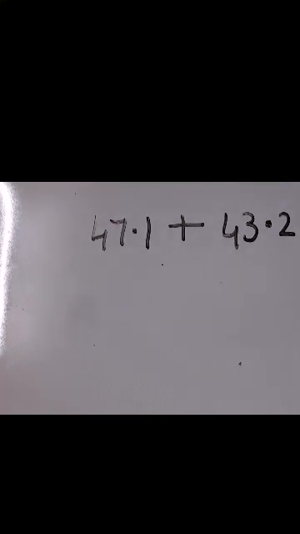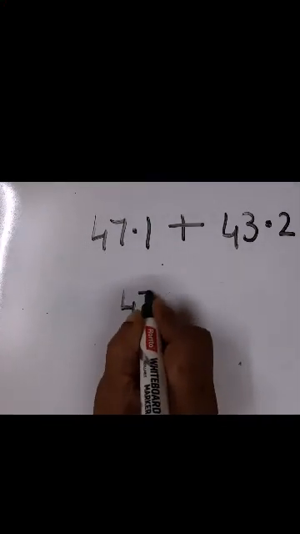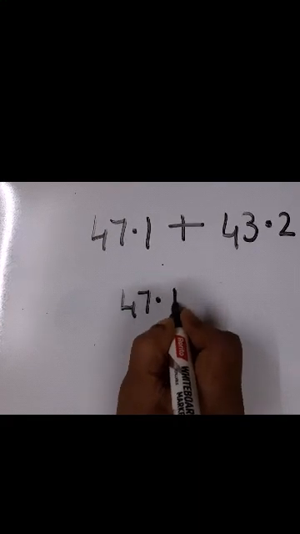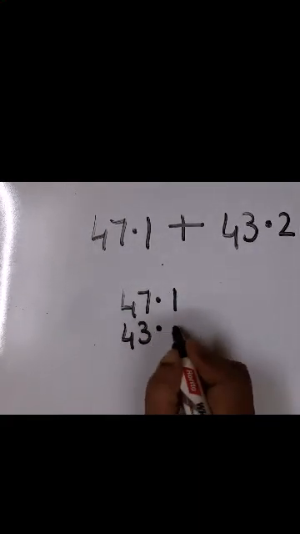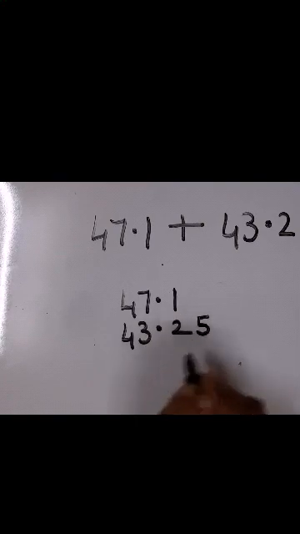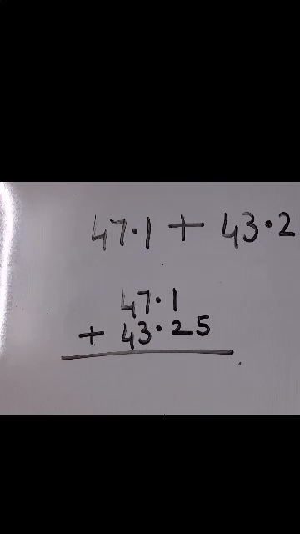We know that they are decimal numbers, so we write the numbers one below the other according to their place value. So 47.1 and here it is 43.25. Now, before adding, children, before writing the sign add, I have to do something very, very important. What's that very, very important? Yes, can you see? Unlike.